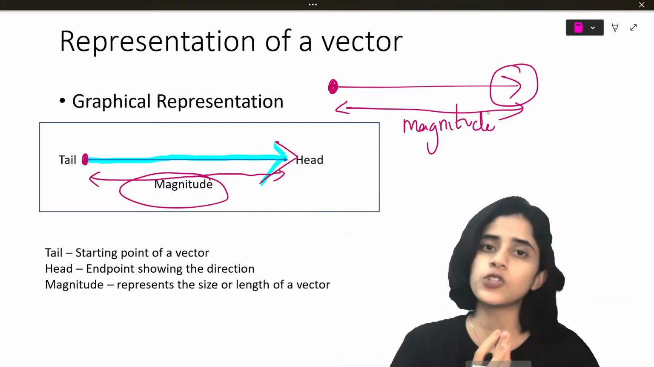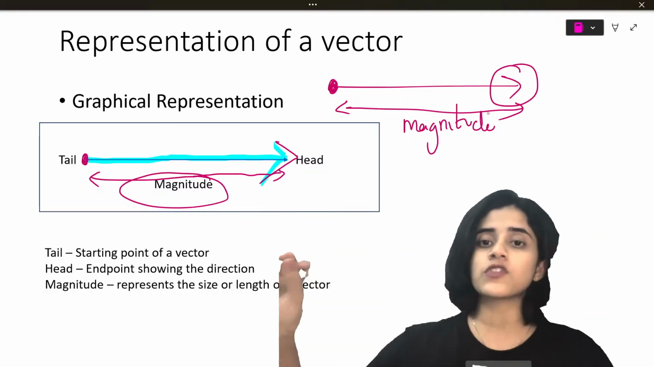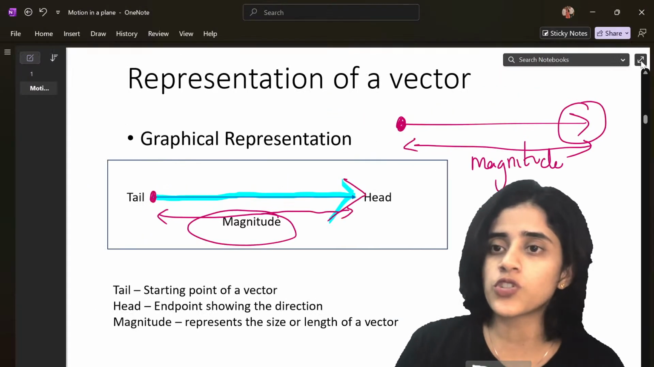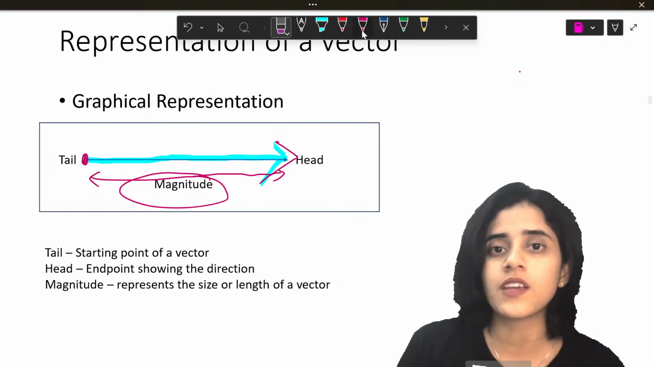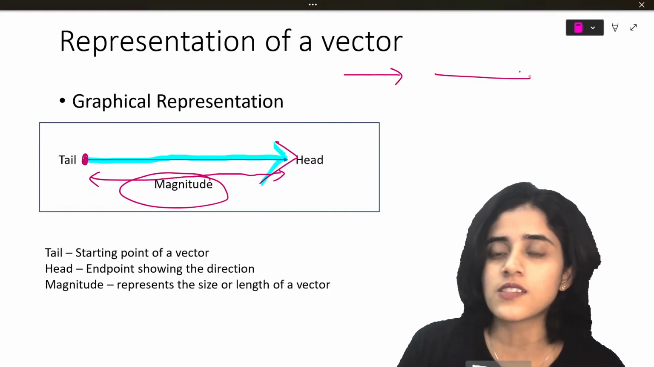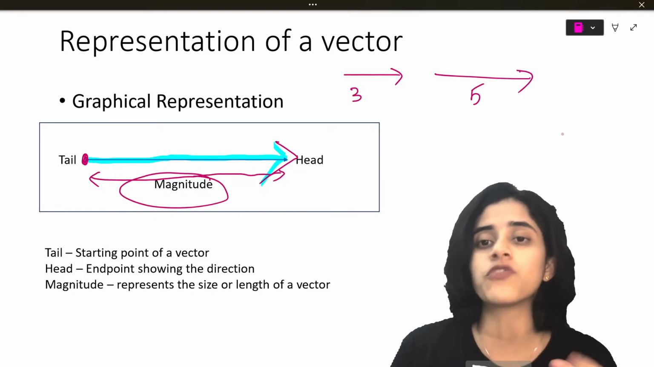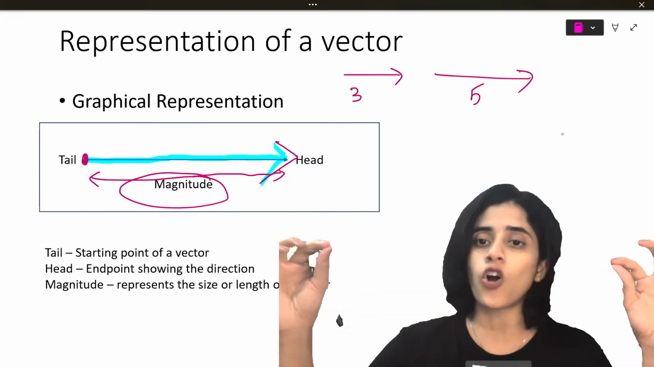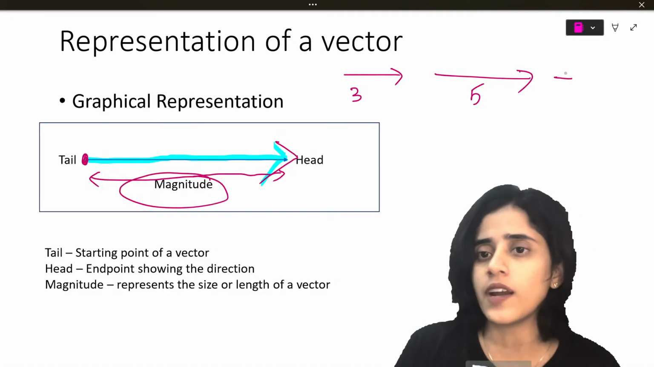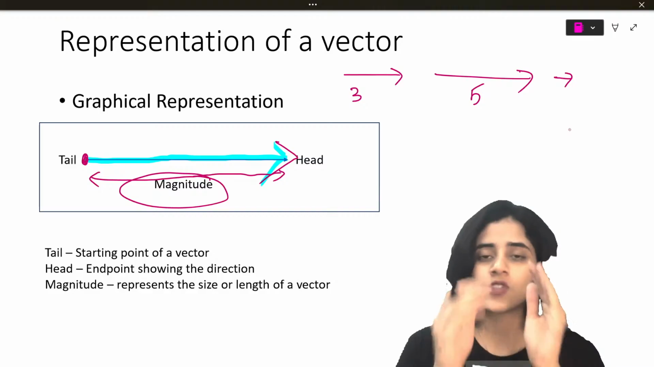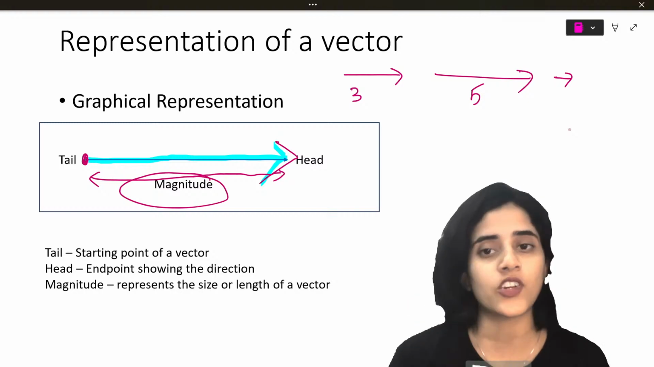Is this clear to all of you? Yes? Starting point, ending point, tail, head. The length of the vector gives you magnitude. Now, for those of you who didn't understand this, I'll give you an example. Imagine there are two vectors. Let's say this is the first vector, this is the second vector. The first vector has a value of 3. The second vector has a value of 5. You can see the one with 5 is longer because the length represents the magnitude. Now, if there is another vector 1, it will be smaller. So, the length of the vector represents the magnitude and the arrow points towards the direction.